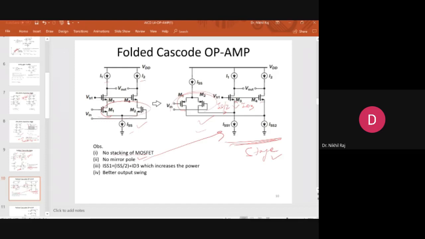So ISS1 is the sum of this and this. If you see, this ISS1, previously it was carrying only ISS, but now the biasing, the bottom tail current is carrying a higher current than it was supposed to carry, due to which the power dissipation increases in folded cascode. However, with a disadvantage there is always some advantage. The advantage is it has better output swing.